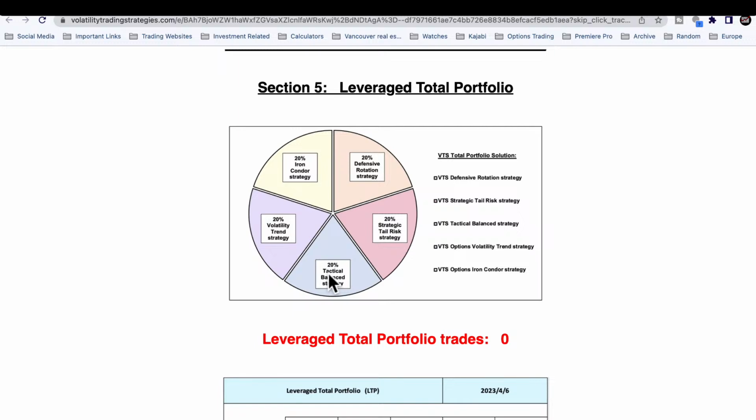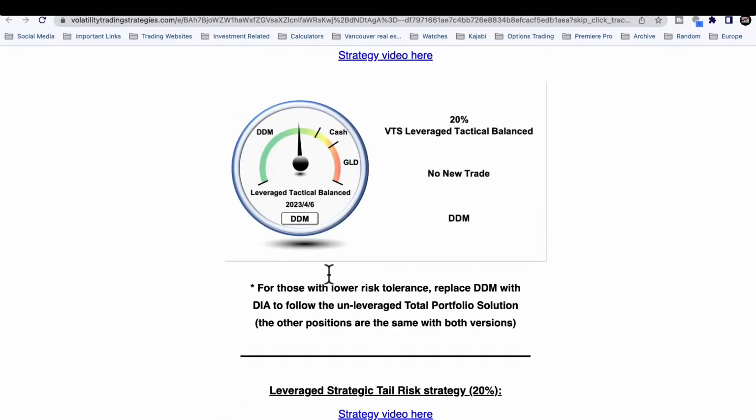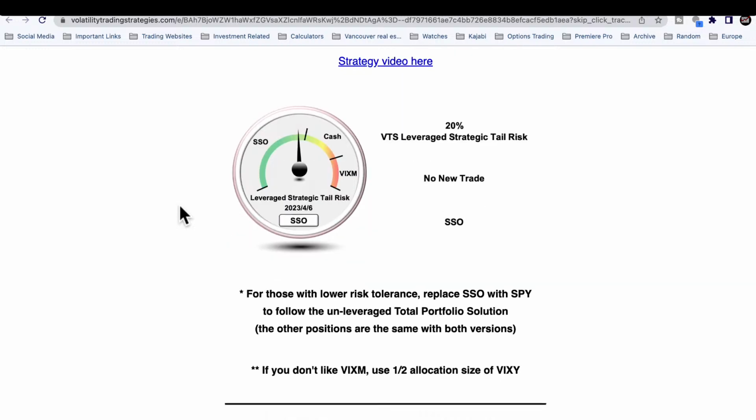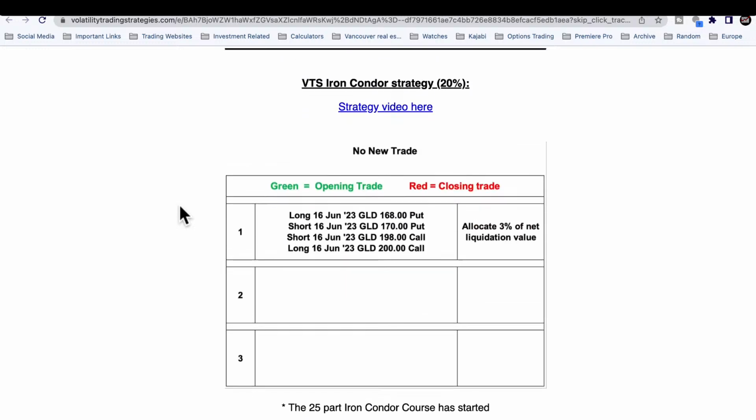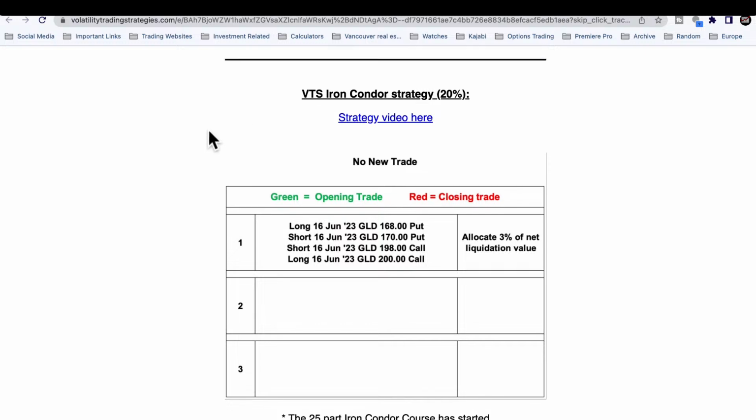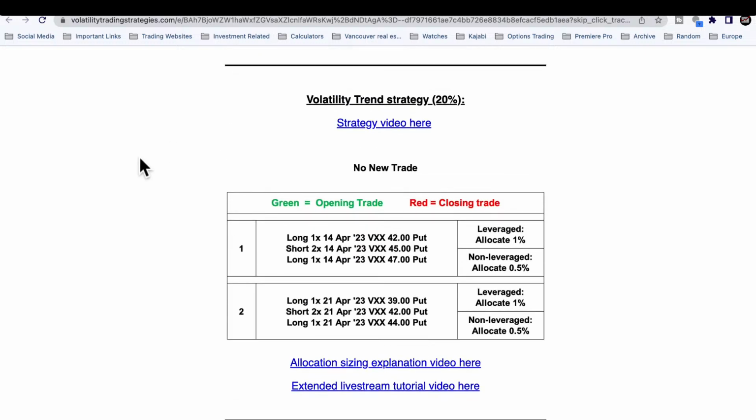Tactical balanced is lower because it does include bonds and gold, which of course don't, it says cash now, but if the Fed is in a normal environment, that always says IEF bonds. So this one is about a 20% return with a comparable drawdown. And then I showed you the Iron Condors. It's about 17% return with a 15% drawdown. And the volatility trend is roughly 18% return with maybe a 14, I think, percent drawdown.